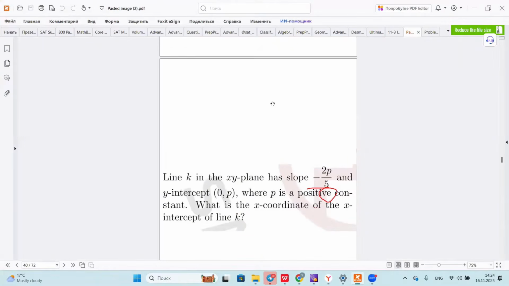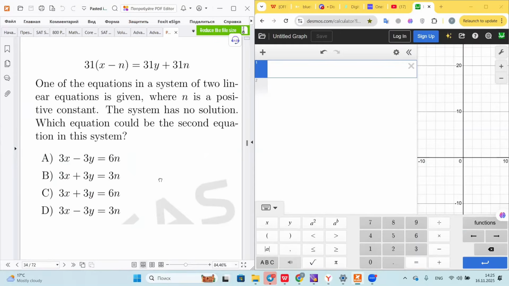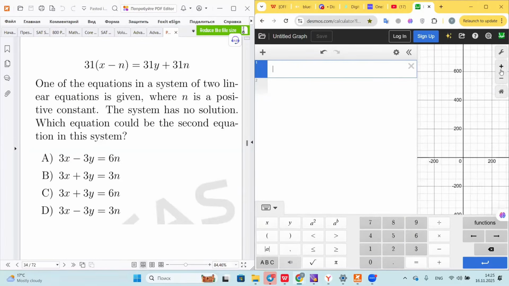Let's move on to this popular question. One of the equations in a system of two linear equations is given, where n is a positive constant. The system has no solution. Which equation could be the second equation in the system? Guys, for this kind of problem we should use the graphical function of Desmos, I mean, we should look at the graph of the function.